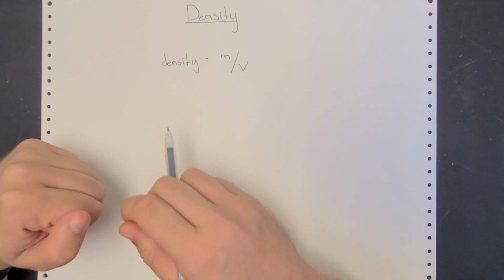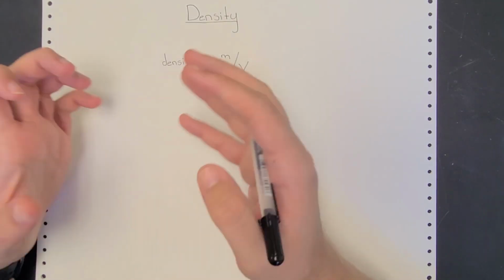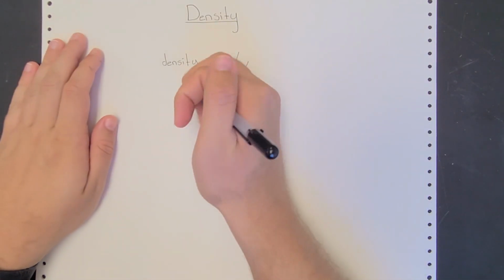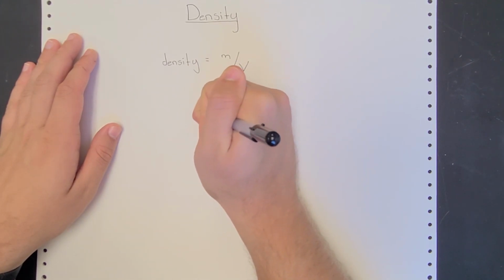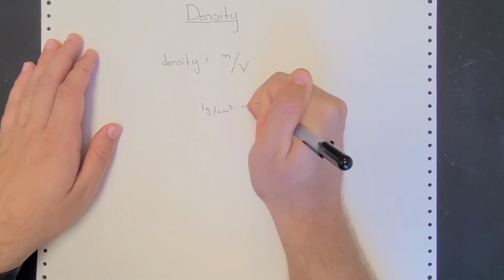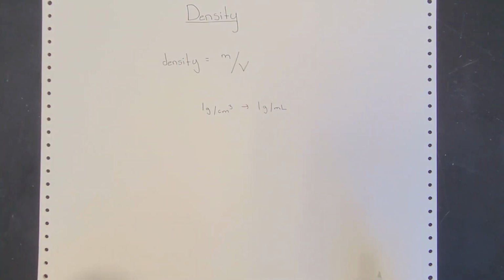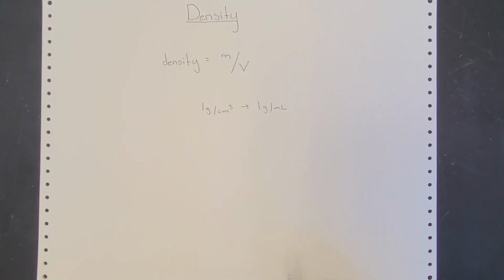Now, in order for something to float, it has to have a density that is less than whatever the material is that it's sitting in. So typically when we're talking about things that are floating, we're talking about water. So the density of water is going to be 1 gram per centimeter cubed, right? Or you can think of it as 1 gram per milliliter, because milliliter and centimeter cubed are the same thing, but we typically use milliliter when we're talking about water. So for something to float in water, it has to have a density less than 1 gram per milliliter.